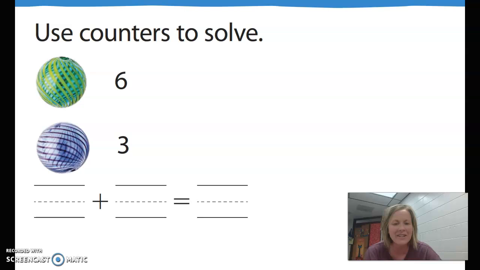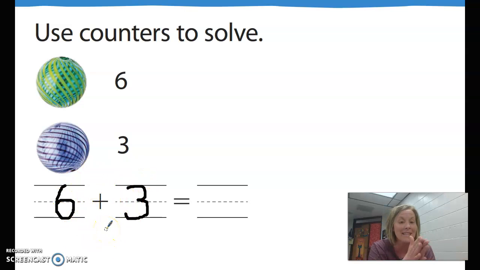All right, boys and girls, now we want to write our addition sentence. So how many green marbles did you have? You're right, you had 6. How many blue marbles? You had 3. And when you use your counters and you put those all together, because we know when we're adding, we're putting something together, how many did you have? You're right, you had 9 marbles all together. Awesome job, boys and girls.